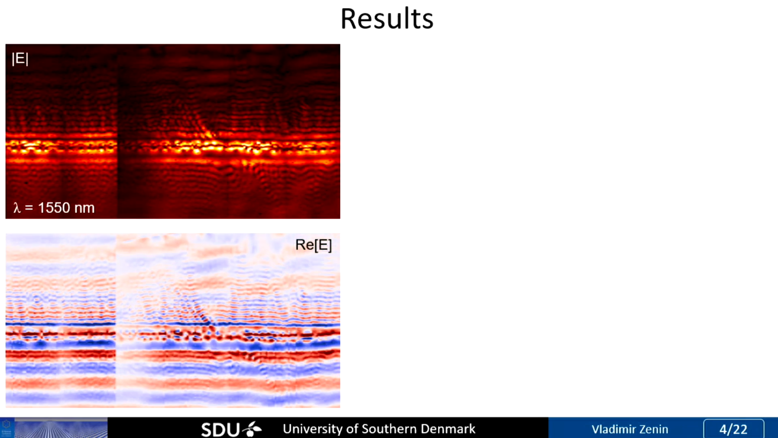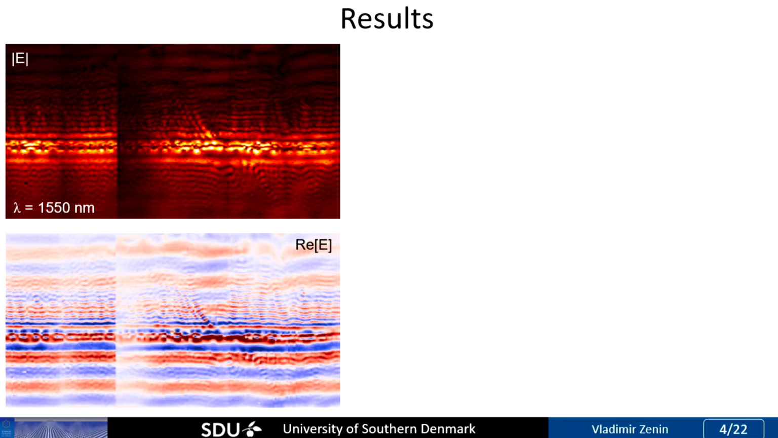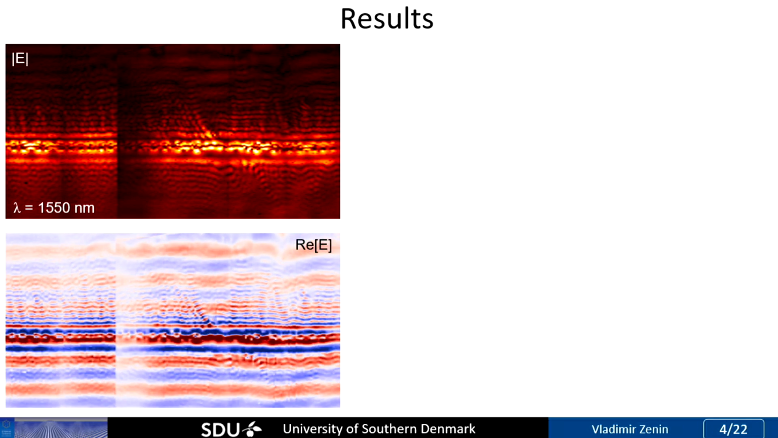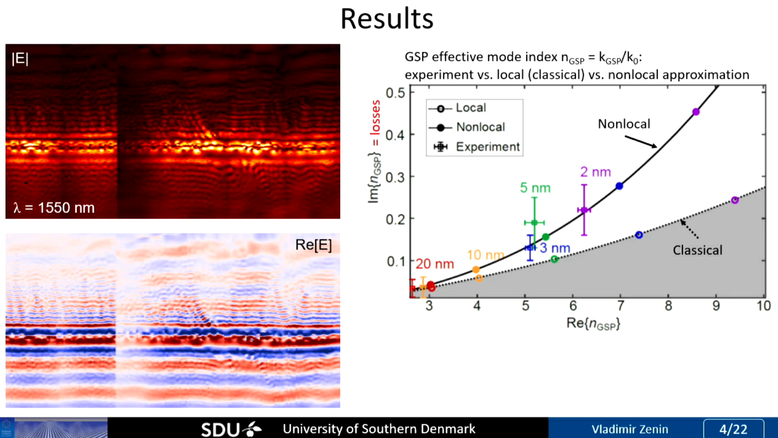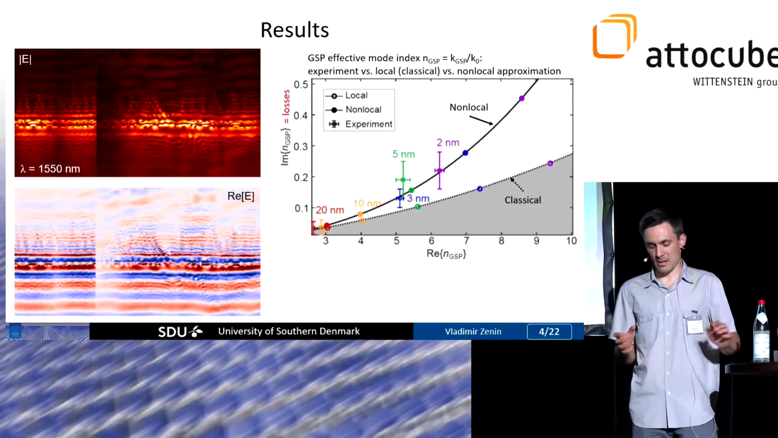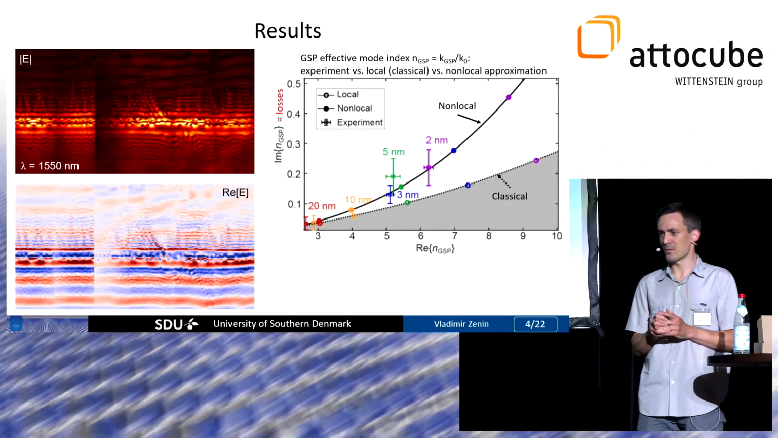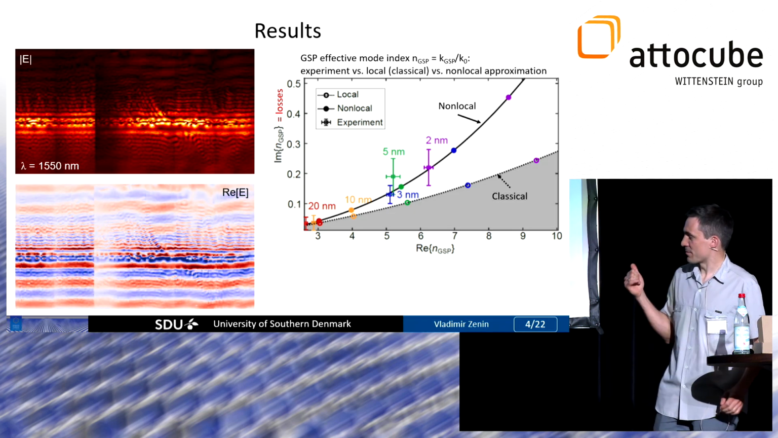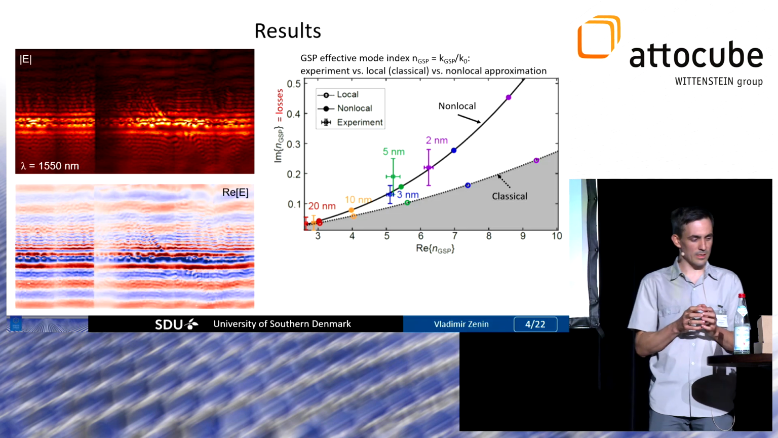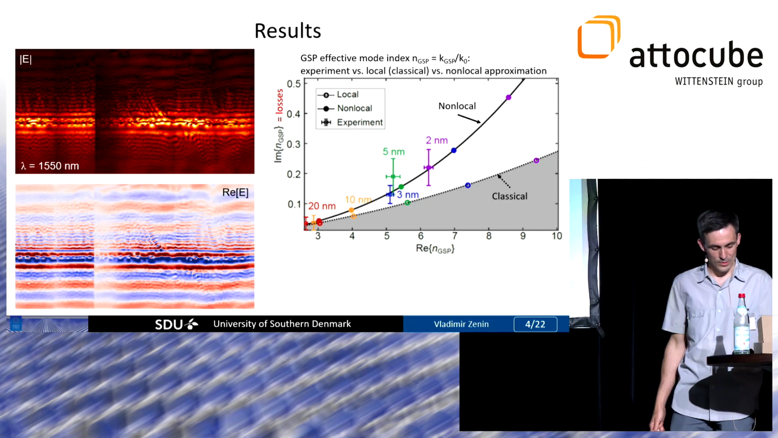And then here are the results. We did our near-field measurements. So you can see here the amplitude of the near-field. And, well, it's not a phase. It's a real part of the electric field. And you can see the propagation of the modes. And then you can measure both the real and imaginary part of the wave vector. When you normalize it, you get the effective mode index. So the real part of the effective mode index is the confinement. And the imaginary part corresponds to losses.